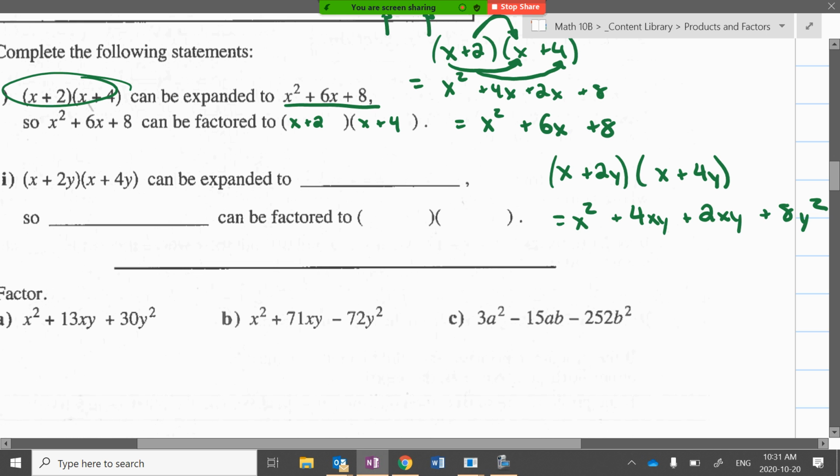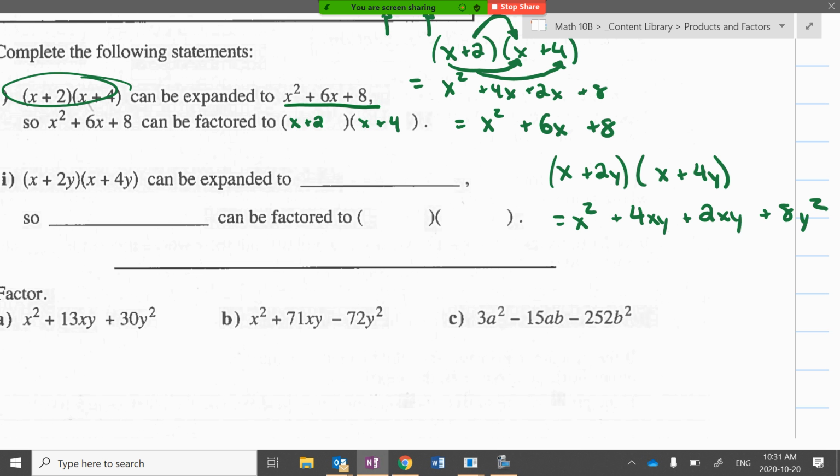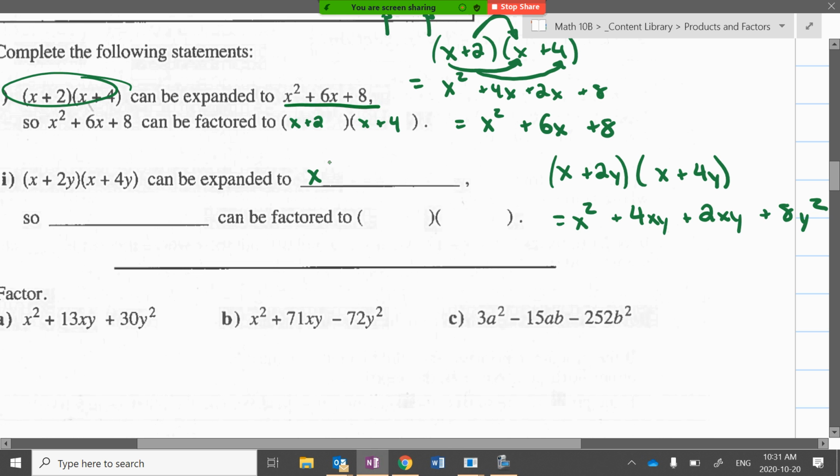So just completing their sentence, which basically I did to the right, but just so we fill in all the blanks, this is x squared plus 6xy plus 8y squared. Adding these two gives us our 6xy. So what that means in reverse: x squared plus 6xy plus 8y squared can be factored to x plus 2y and x plus 4y. That is like the world's most redundant way of saying this.